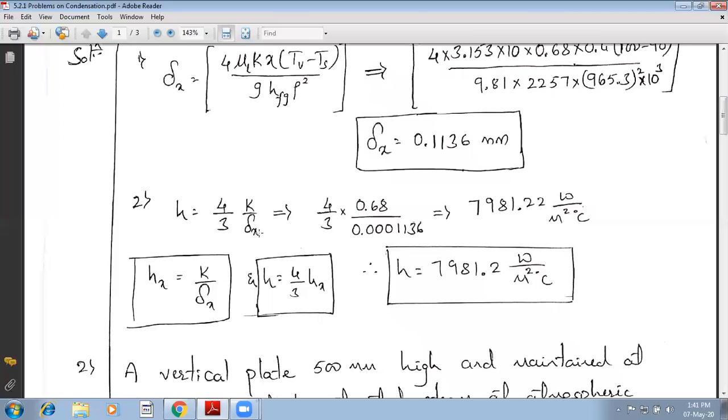And if you have a practice of identifying the units out of the data handbook, you will not make any mistake. Now, if you substitute the value of K as well as the boundary layer thickness in terms of meters, we will end up with a value of average heat transfer coefficient as 7981.22 watt per meter square Kelvin or watt per meter square degree Celsius.